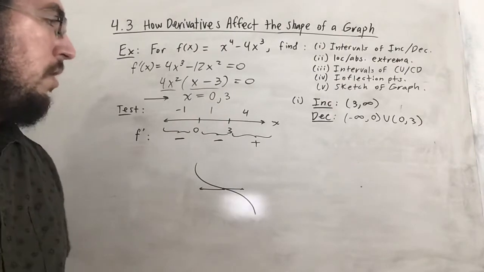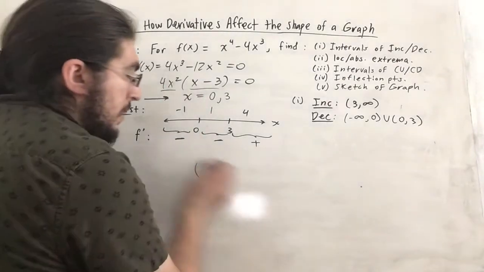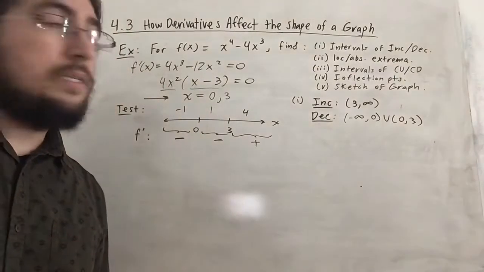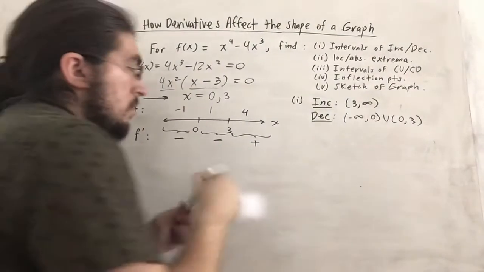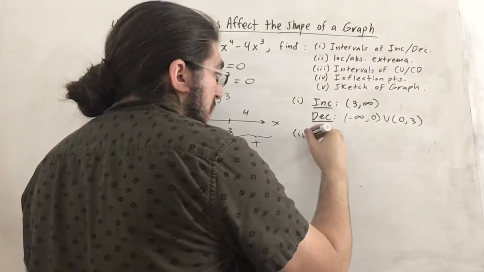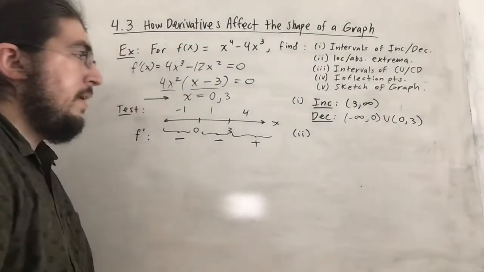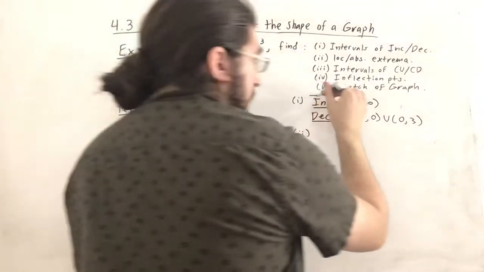All right, so now what? Well, now the second part here is asking us for local max and mins or absolute max and mins. Because remember, extrema just means a max or a min. So I should box this, by the way.